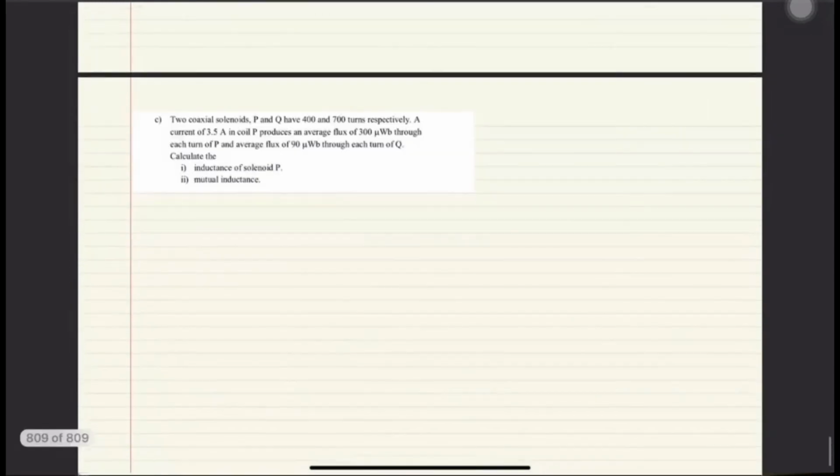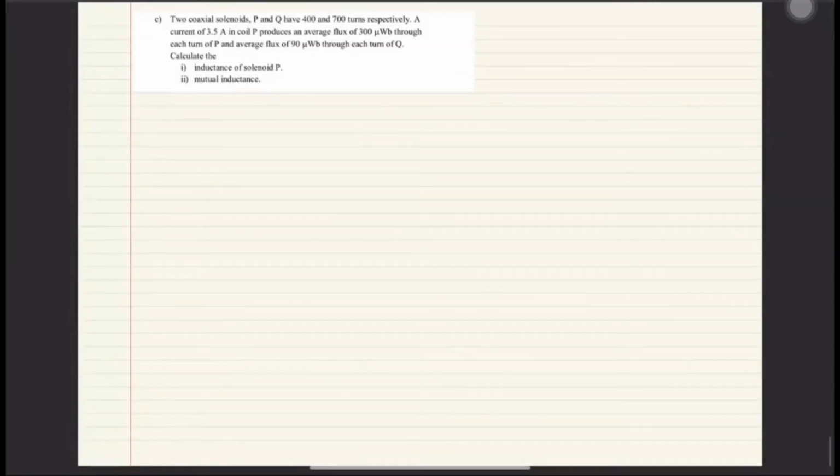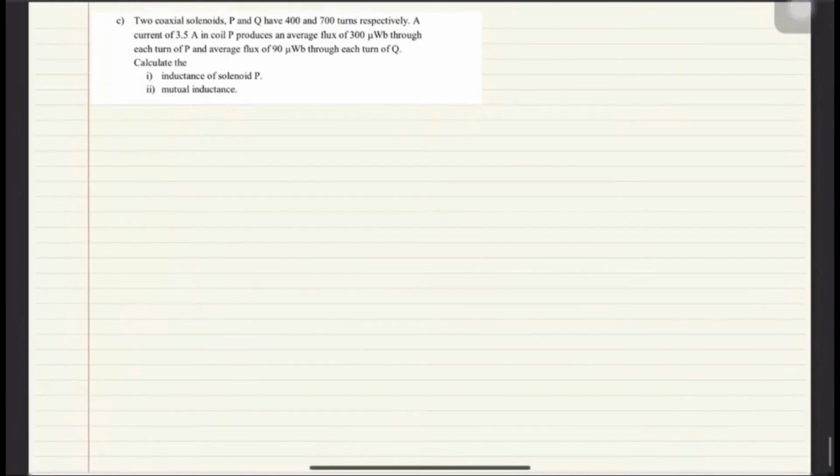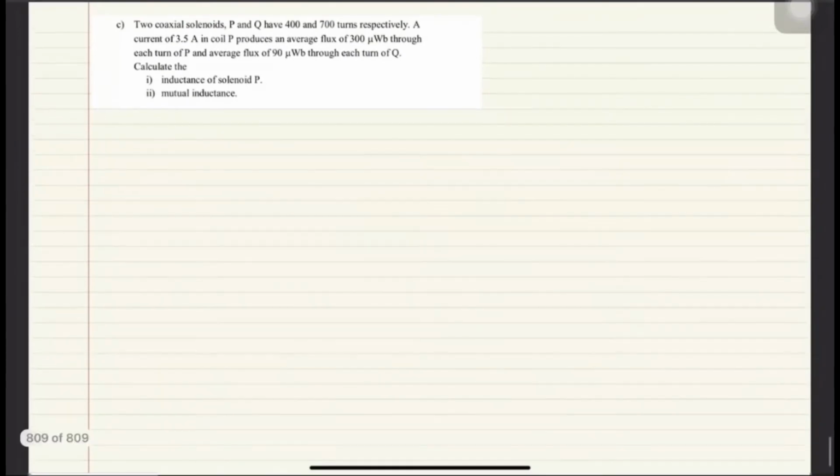And then question C, it says two coaxial solenoids, 400 turns and 700 turns respectively. Current 2.5 ampere in coil P produces average flux of 300 microweber and average flux of 90 microweber through each turn of Q. Calculate the inductance of solenoid P. Okay, this one is about inductance. If you look, actually in this question they give mutual inductance, because there are two coils, two solenoids, sorry.